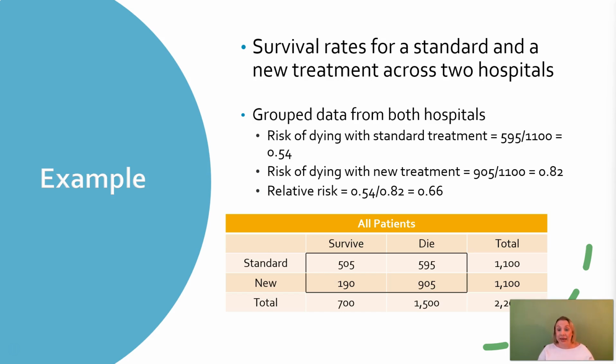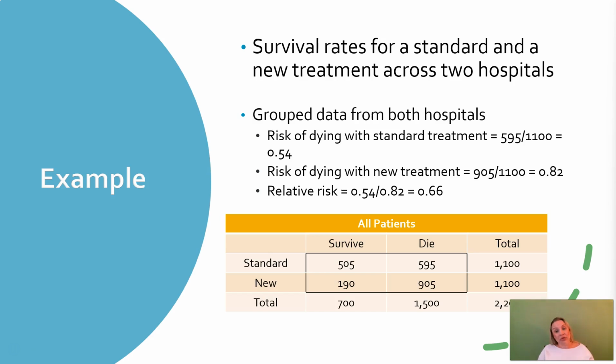So here we're looking at the data for patients who received the standard treatment or new treatment, grouped by if they died or survived. If we group the data from both hospitals, the risk of dying with the standard treatment was 595 out of the total number of people that have received the treatment, 1,100. So about 54% of the people who received the standard treatment died. The risk of dying with the new treatment is 905 people out of 1,100 people.